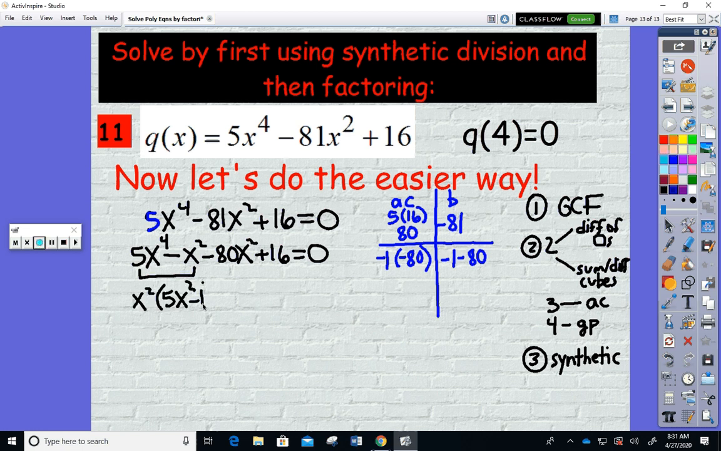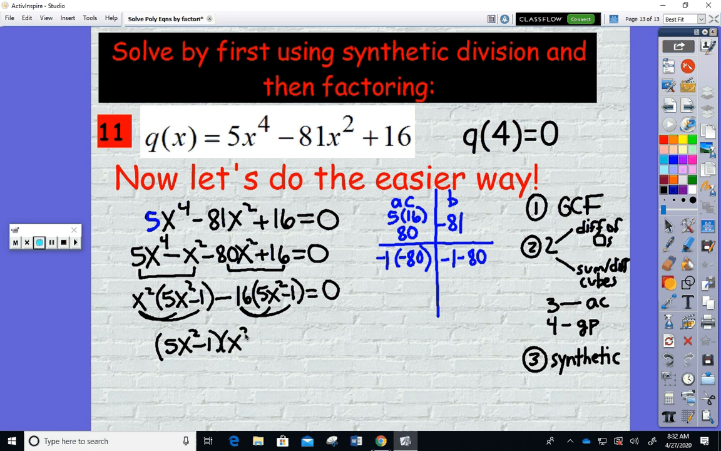Let me double check that. That's 5x to the fourth, check. Minus x squared, check. I'm going to bring down my minus sign. 16 does go into 80, so it's my GCF, and I think it's supposed to be 5x squared minus 1. Double check. Negative 16 times 5x squared is negative 80x squared, check. Negative 16 times negative 1 is plus 16, check. So now I've got 5x squared minus 1 times x squared minus 16 equals 0.